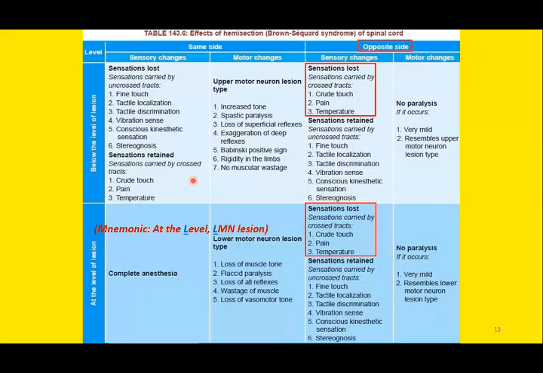However, there is motor neuron damage, or you can say upper motor neuron lesion, below the level and lower motor neuron lesion at the level. So at the level, there is lower motor neuron lesion.